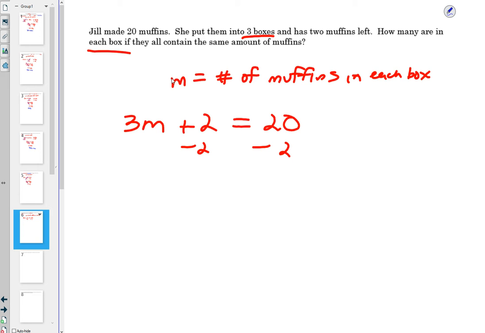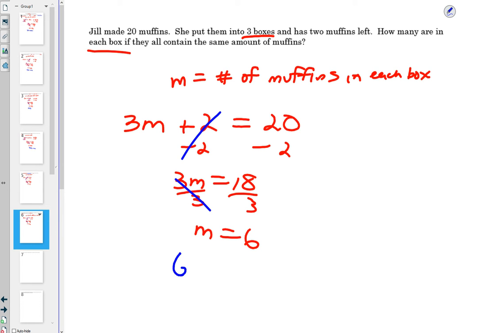Minus 2, 3m is equal to 18. Divide by 3. And it's 6.